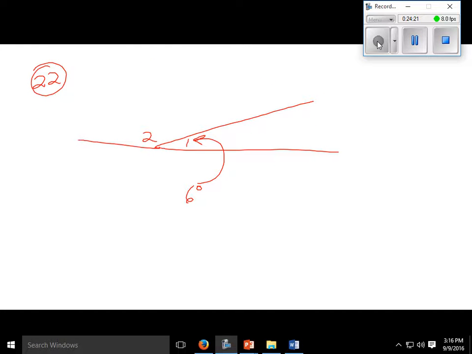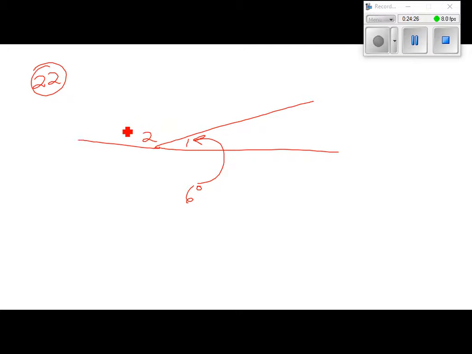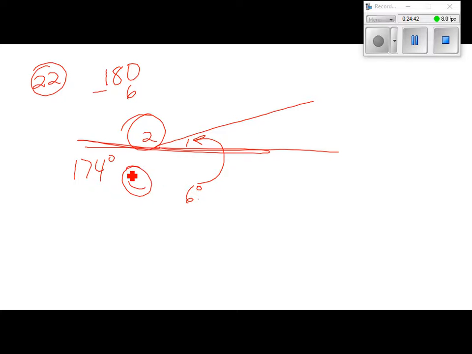22, and I didn't draw the forklift or the truck or anything, they want to know what the measure of angle 2 is here, and they tell us that these two are supplementary to each other, and angle 1 is 6 degrees, so all we got to do is take 180 minus 6, which gives you 174 degrees, which happens to be letter C on the paper there.